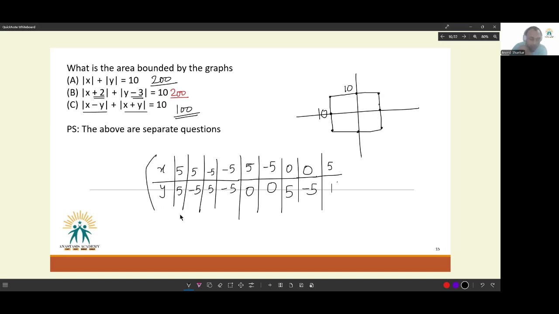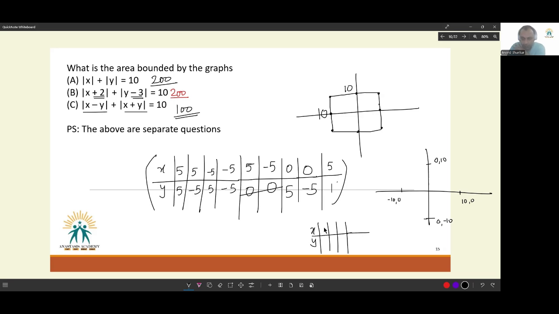But in case you don't know, list out the points and then see behavior, then see how movement is happening. Based on that, you can come up with the diagram. Similarly, let's say for the first one, if we did not know, we can have 10, 0, 0, 10, minus 10, 0, and 0, minus 10. These points are identified. Now, if I take x equal to 1, y would have to be 9 or minus 9.